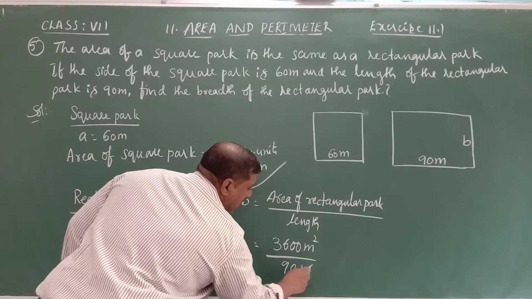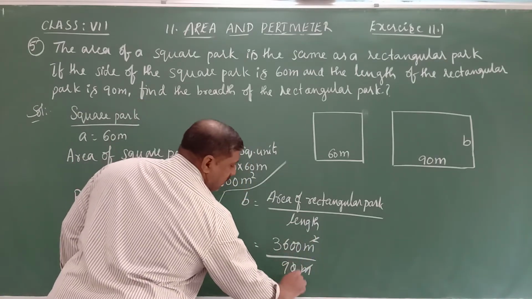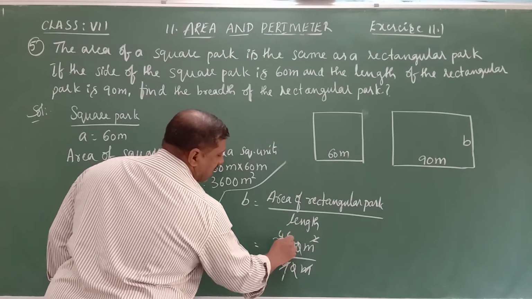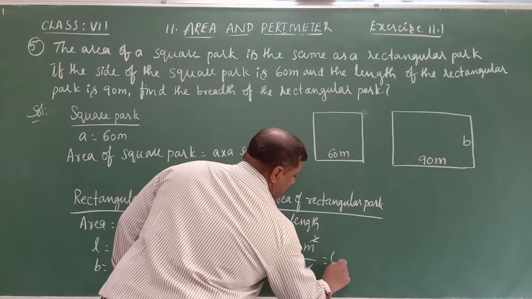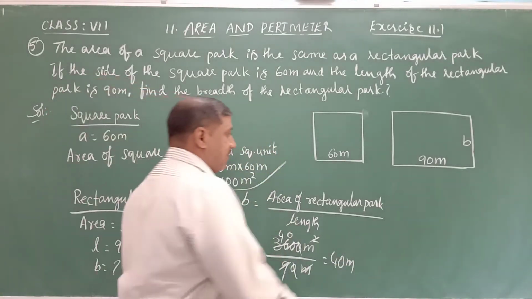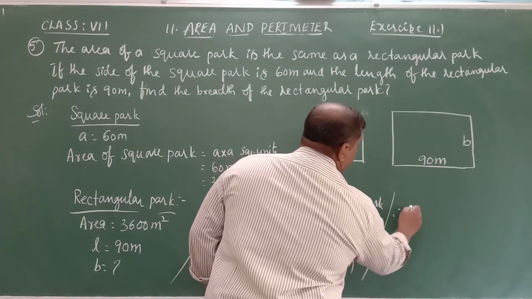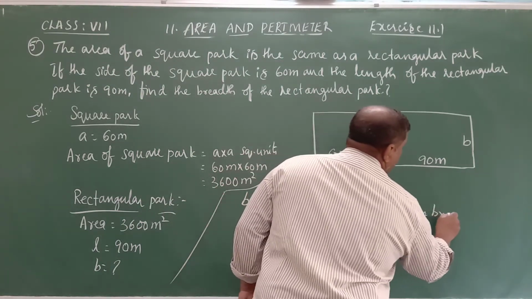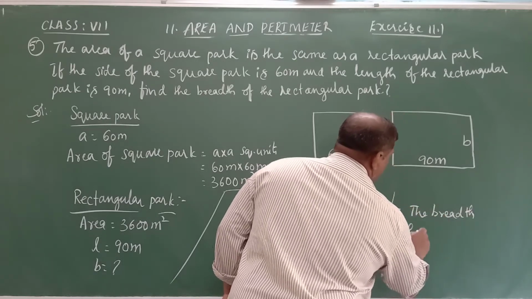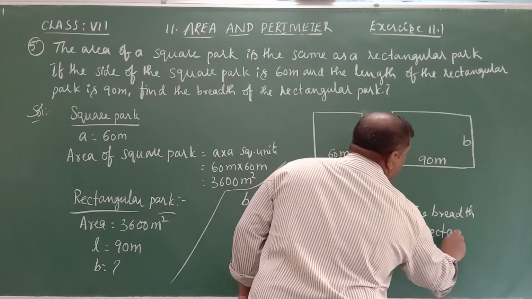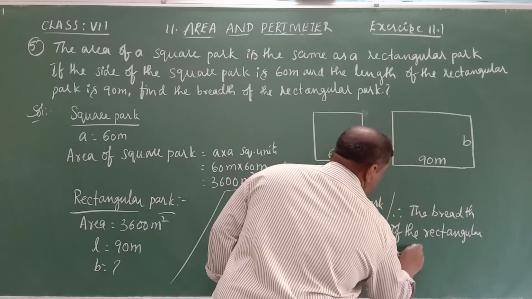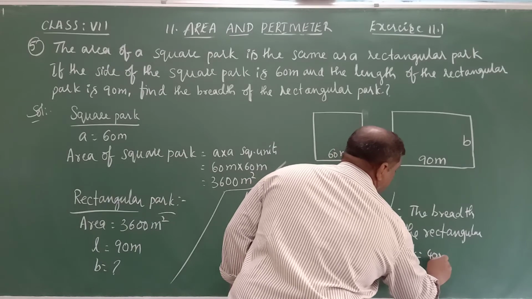So meter and meter get cancelled. Zero cancelled. 9 ones are 9. 9 fours are 36. 9 zeros are 0. That is 40 meters. How much is it? It is 40 meters. Therefore, the breadth of the rectangular park is equal to 40 meters.